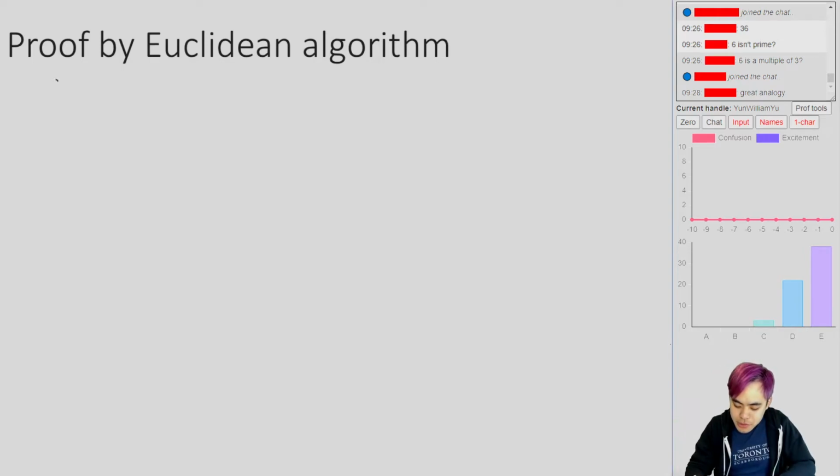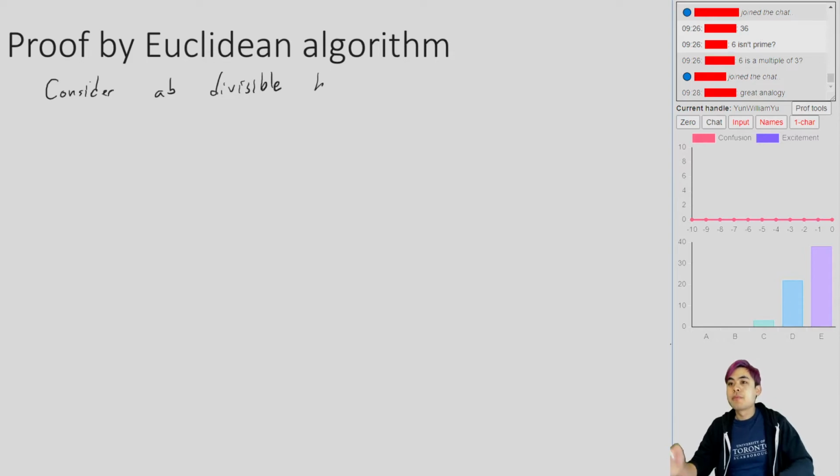So let's consider a product AB divisible by 3. We want to show that at least one of A or B is then divisible by 3. So let's consider the first case. Suppose 3 does not divide A.